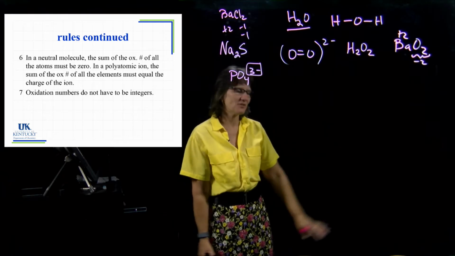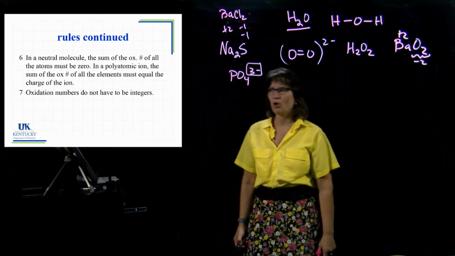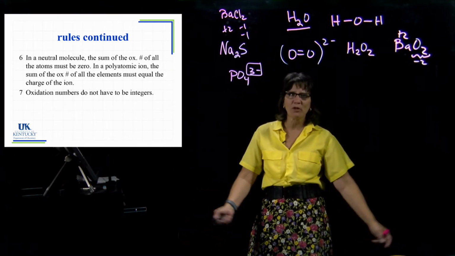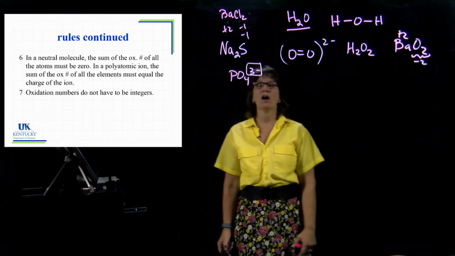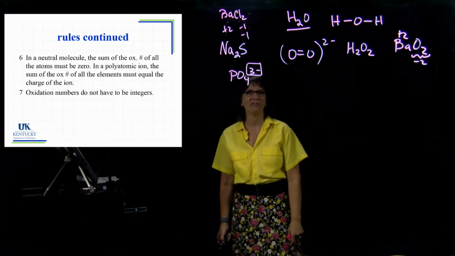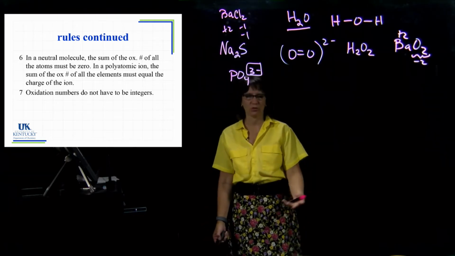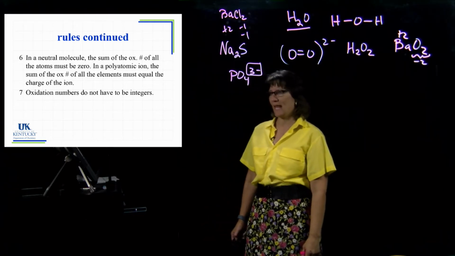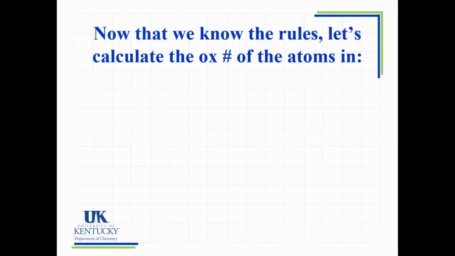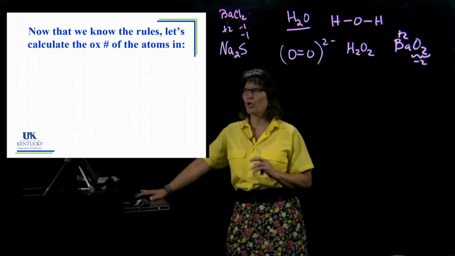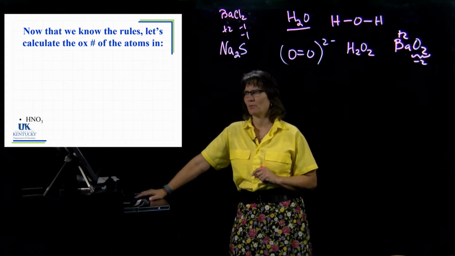Rule number 7 is just a kind of a word of warning. They don't always have to be integers. You don't have to have a +1 or a -1, a +2 or -2. You can have oxidation states that are +1/2, -3/2, that sort of thing. Not common, but it can happen, so don't be thrown by that. So let's practice this together a little bit here, and then we'll continue to practice it in class. We've got our rules, they're handy there, and we're going to go through and determine our oxidation numbers.